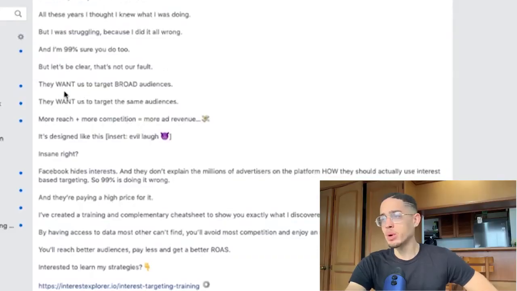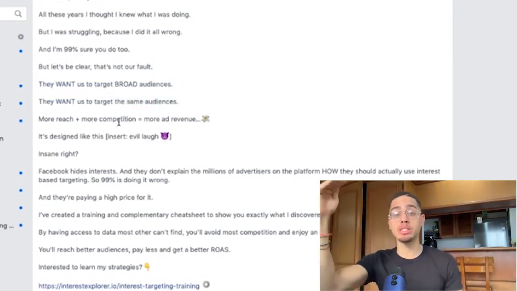So basically what he's saying is that they want you to target broad audiences. They want you to target the same audiences. More reach equals more competition, which is real, right? Meaning if everybody's targeting the same people, it increases the bid cost. The higher the bid cost, the higher advertisers are spending, meaning we get the short end of the stick. Me being an advertiser, I understand what he's talking about. So he's preaching to the choir. Understanding your audience's problems and what they're facing, this is what he's doing right.